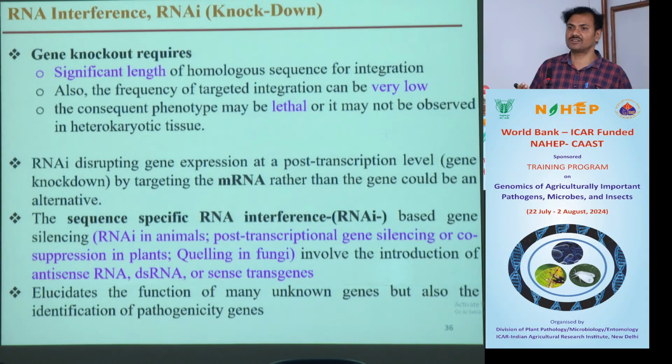Then comes RNAi. Initially it was described in animals, where we call it RNAi, and PTGS or co-suppression in the case of plants. In fungi it was first termed quelling, but nowadays it is very commonly called silencing. Now this is a very precise knockdown. Knockdown means the gene will still be expressed into a protein, but at a very low level. Unlike editing, where the gene is totally displaced, here it is knocked down instead of knocked out.